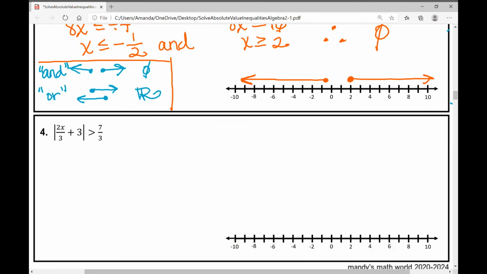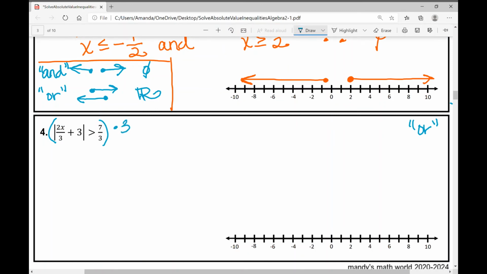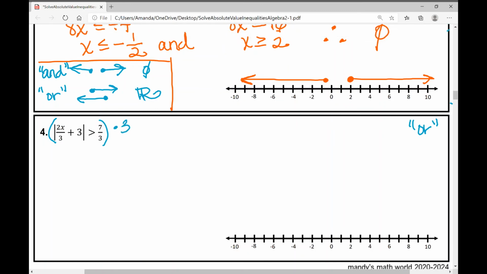Problem number 4, the absolute value of 2x divided by 3 plus 3 is greater than 7/3. So it's greater than, which means it's an or compound inequality. So when I'm dealing with fractions, especially if I have the same denominator on two of them, I want to get rid of those denominators. I don't want to deal with fractions. So what can I do? I can multiply everything by 3.